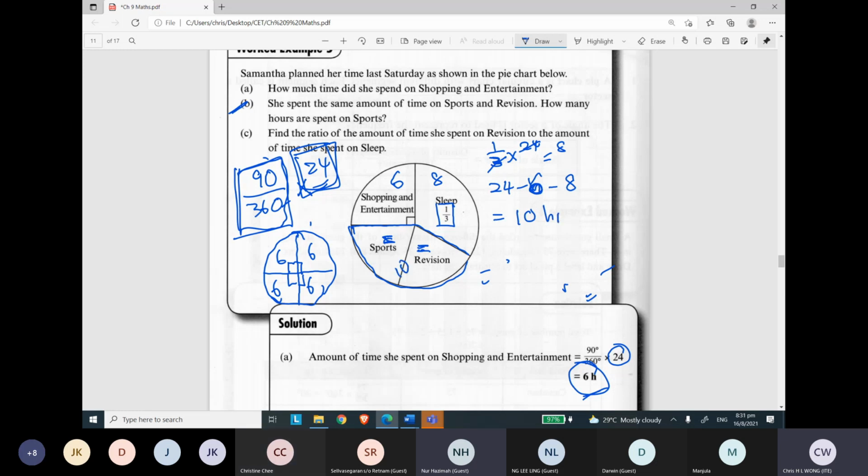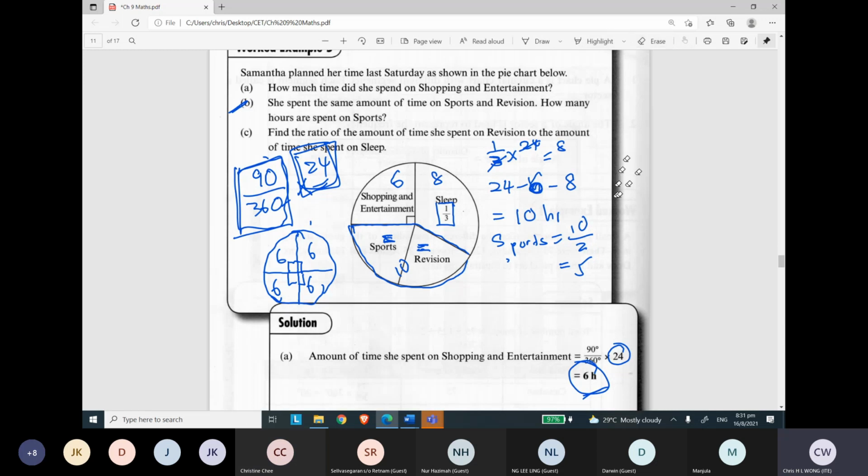So this one total is actually 10 hours. But they say that the sports and the revision are equal, isn't it? So what do I do? All I need to do is take the whole thing, 10 hours, divide by 2, and that gives you 5. That's the reason. So sports and revision give you 10 hours. That's the reason why you need to find 10 hours.